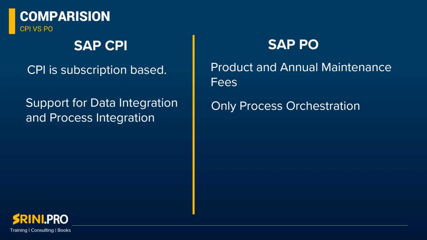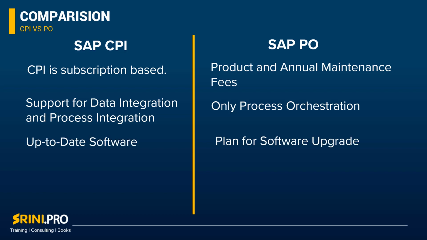Second, the support for data integration and process integration. So CPI is not just PO, right? CPI has many different components attached to it. You can do RabbitMQ, data integration, OData services, cloud connectors, and then your integration flows. Whereas PO is only process orchestration. In CPI, you have up-to-date software. So it basically helps us to solve many challenges that we have.